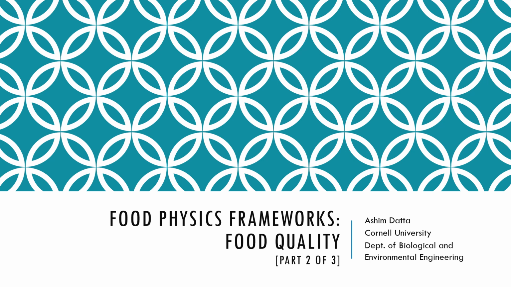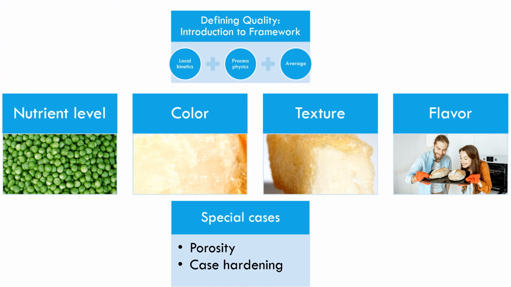This video is the middle one of a three-part series on engineering or mechanistic description of food quality. The previous video provided an overview of the framework. In this one, we're going to build the framework, the quality prediction framework or the mechanistic understanding of quality for nutrient content or color or texture or flavor.